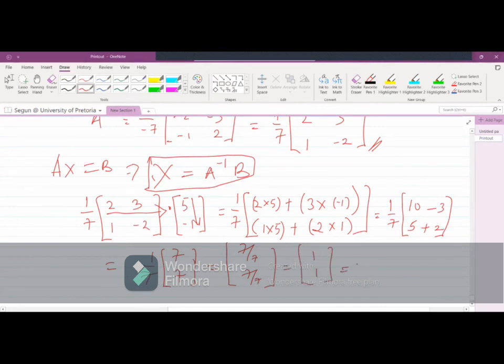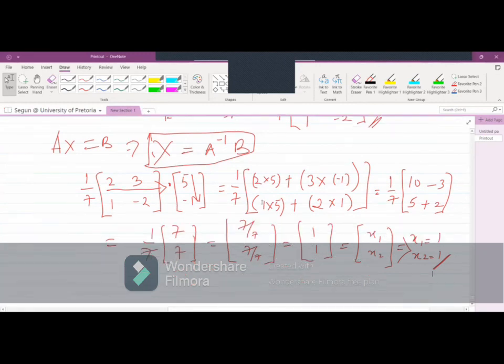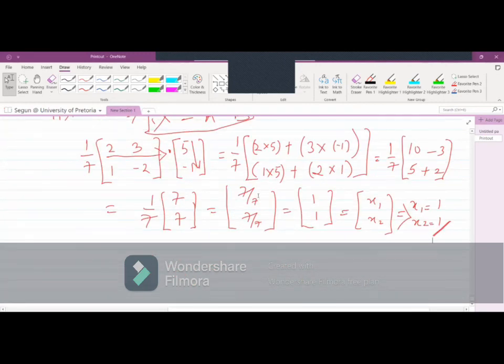1, which is the same thing as x1 and x2. Meaning my x1 is equal to 1 and my x2 is equal to 1. That is how to solve that kind of matrix. Don't worry, by next class, we'll continue from there. So I will try and upload your activities. Yes, ask your question.